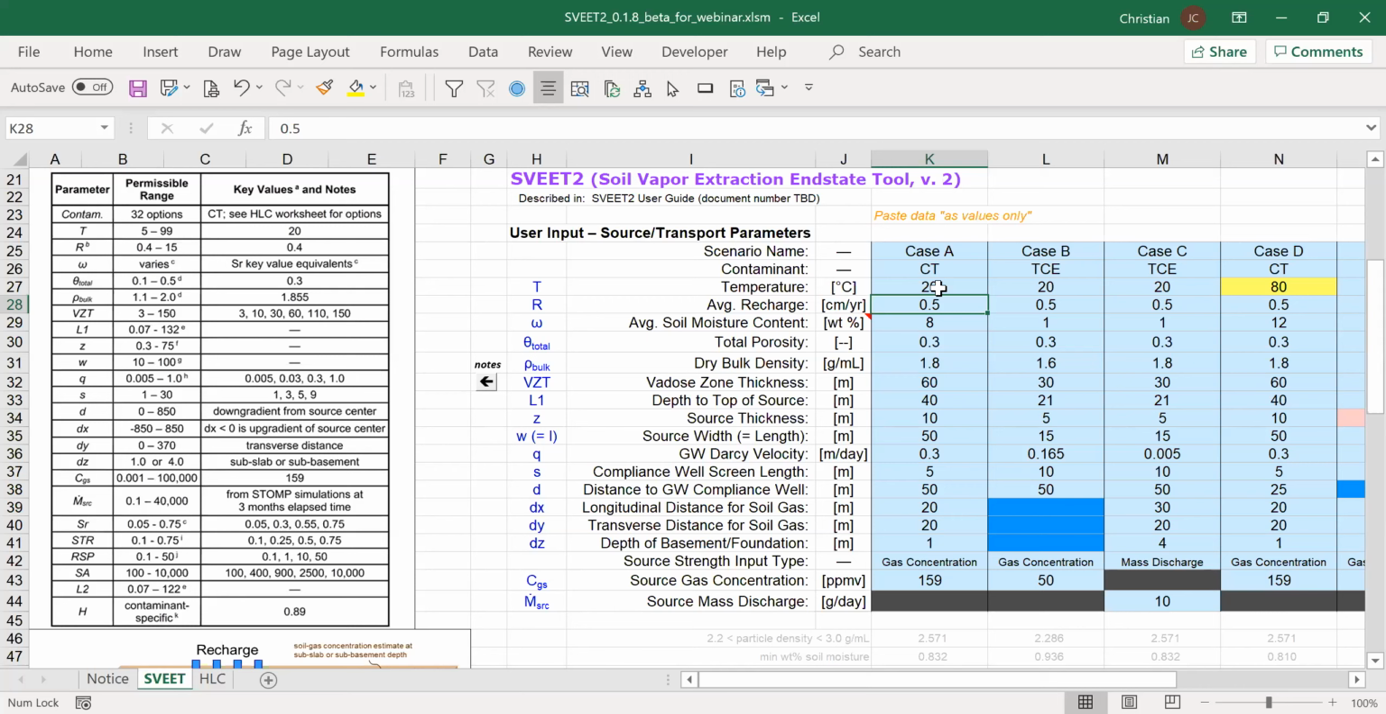This is Dave Becker. I just want to clarify that the recharge rate is a net recharge rate, so that's after evapotranspiration has been taken into account.